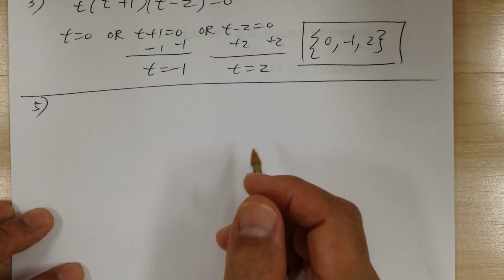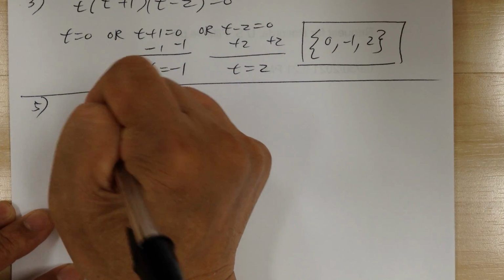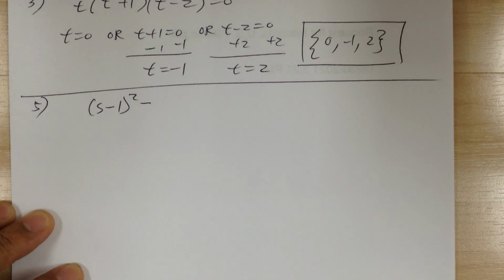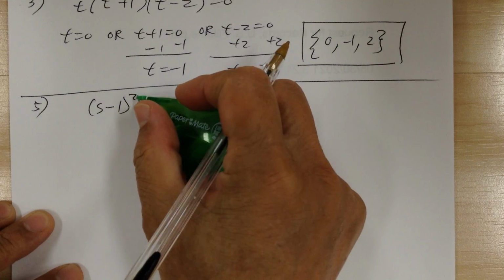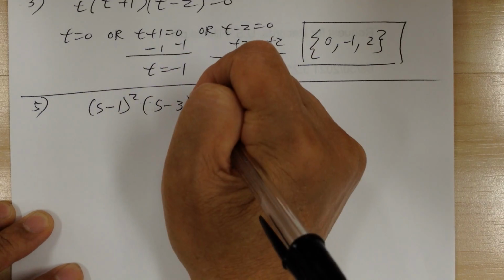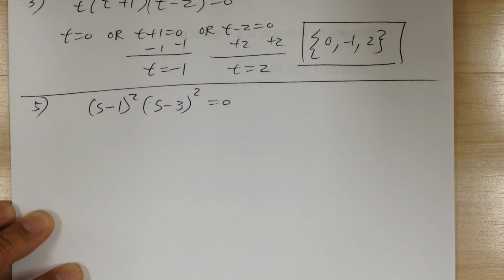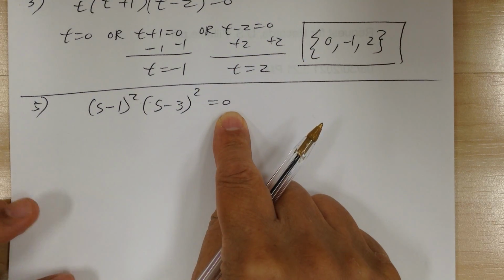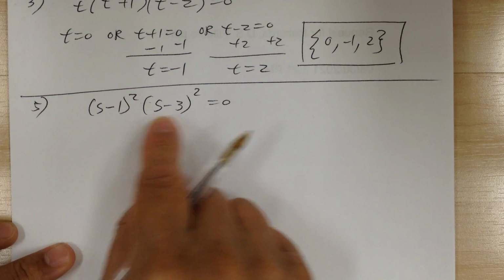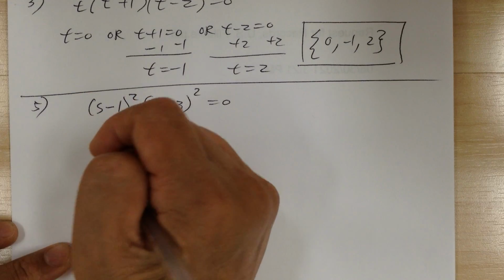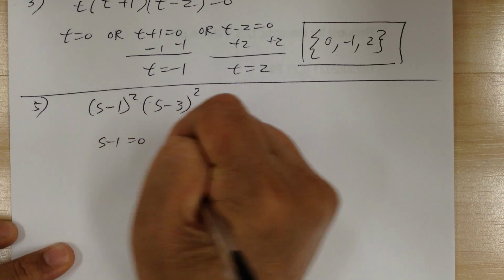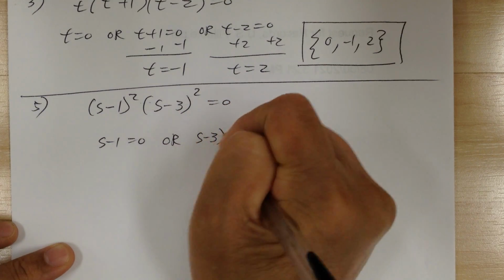Okay, number 5. Okay, we have (s - 1)² times (s - 3)² = 0. Okay, so first check, make sure it's equal to 0, so it's good. Next, make sure everything is factored, so this is all good. So you just set equal to 0. Now this is squared, so this is going to be a double root. So s - 1 = 0, or s - 3 = 0.